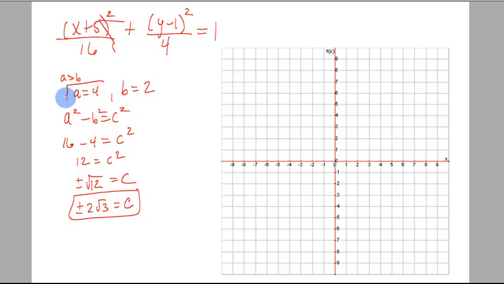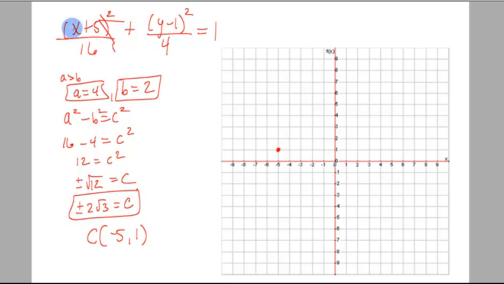Okay. So we've got these here. And now we need to start with the center. And what's the center at? I don't know where that line came from, but the center was at x plus 5 over 16 and y minus 1 over 4. So negative 5, positive 1. The center is negative 5, positive 1. So let's go to that. Negative 5, positive 1. There's the center.